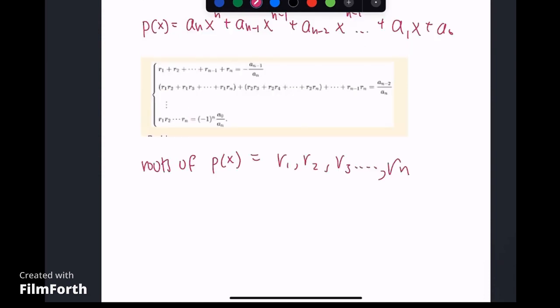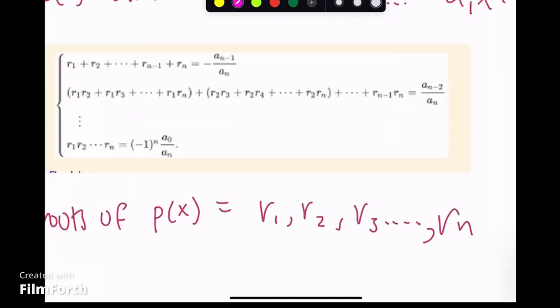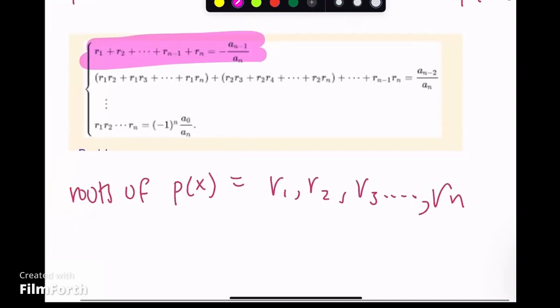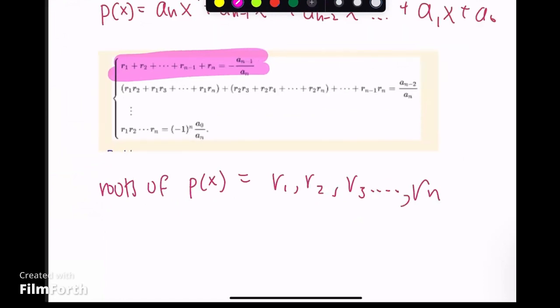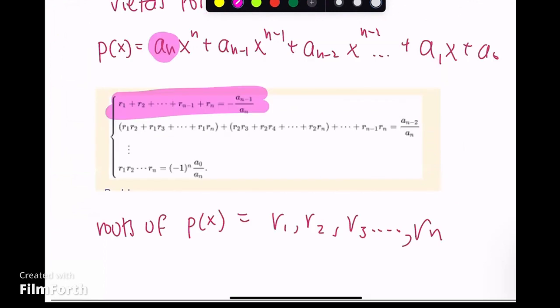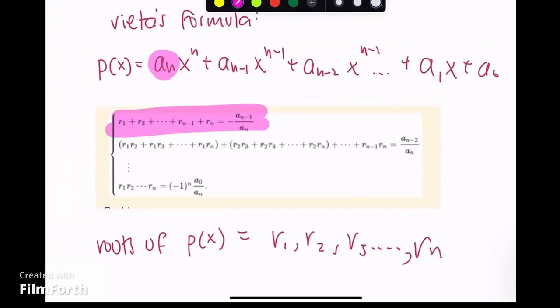So if we think about the first one, which is, I'd say, the most handy and the easiest to understand, it is that if we sum all these roots together, it should be equal to the coefficient of x to the power of n minus 1 divided by the coefficient of x to the power of n, right? So that's what all these a's and r's stand for.